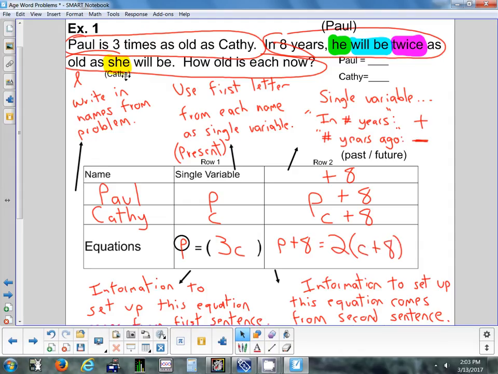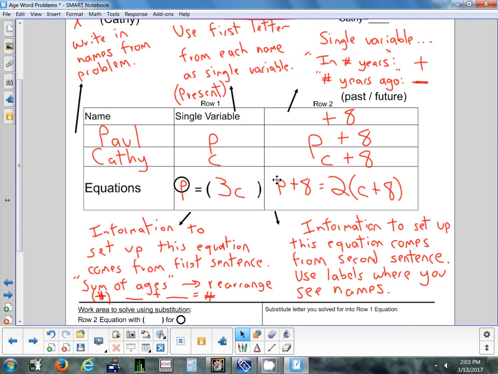So now I have both equations set up. All right? Can somebody tell me my first equation, the equation I use to represent them in the present, Kathy and Paul in the present? Josh? P equals 3C. Bingo. What's my second equation? Because it's a system, so I need more than one. What's my second one?